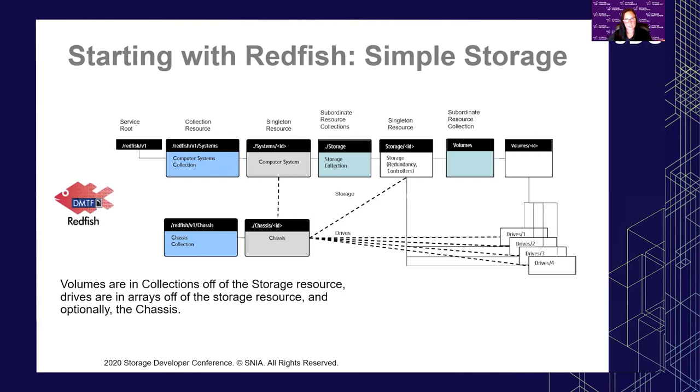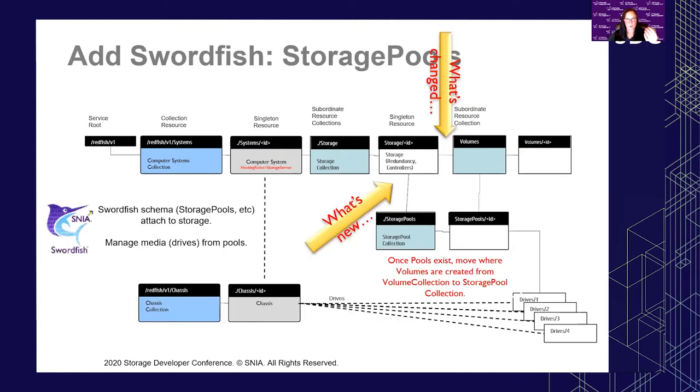When we start to add in what is Swordfish, the first thing we do is we want to provide some level of aggregation to provide that scalability and that manageability. So the first thing we add is a storage pool. Some people think of these as media groups or disk groups or whatever. The term we use is storage pool.